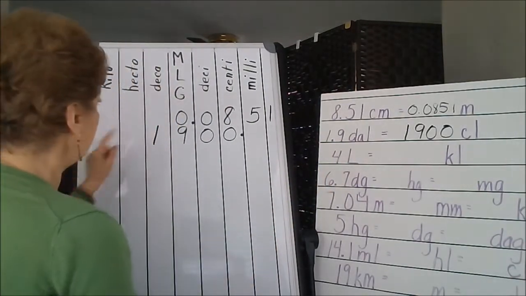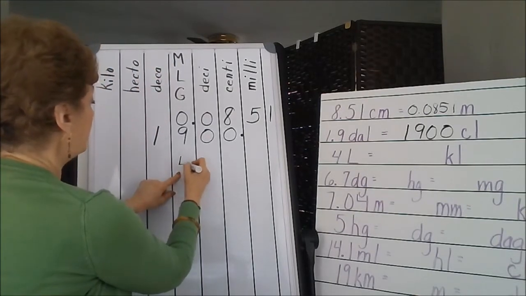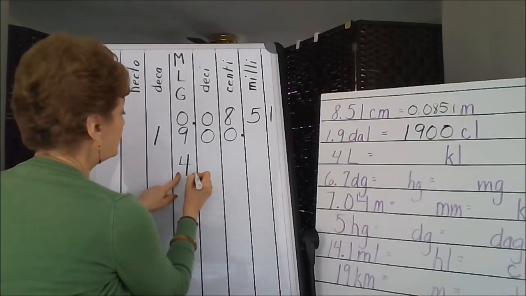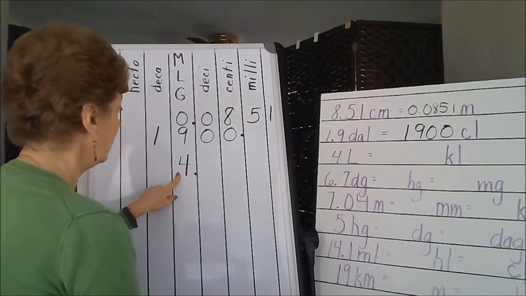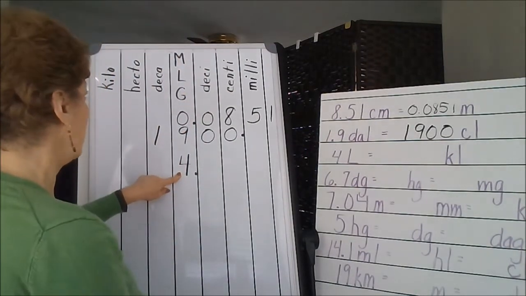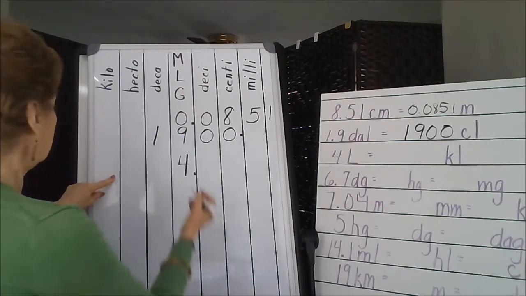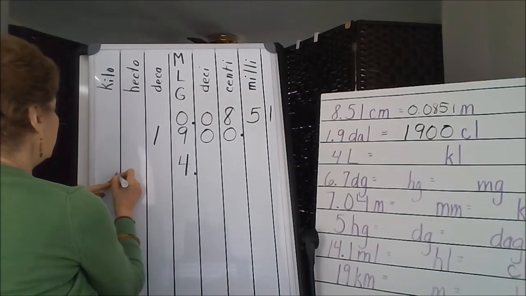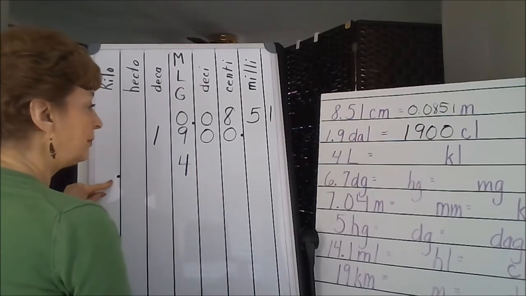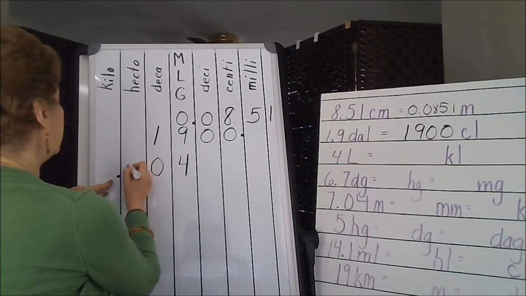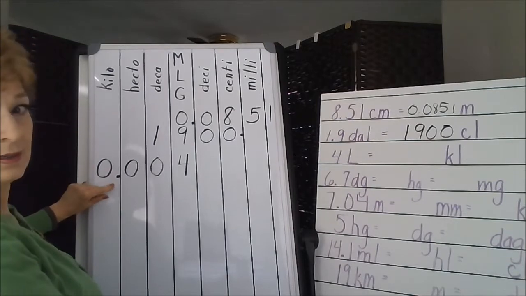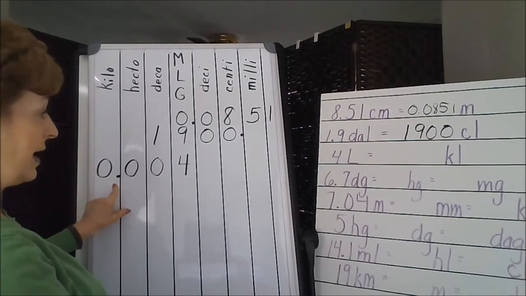4 liters. Here's our liter column. We need a 4. There is no decimal point in this problem, so it's understood to be after the whole number. 4 liters translates to kiloliters. The kilo column is this way. I'm going to take my decimal point and place it here in the kilo. Remove it from my original problem and fill my other columns that are necessary with zeros until I get to the kilo position. And that is the answer.